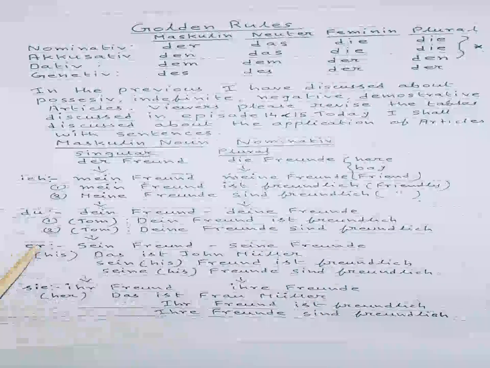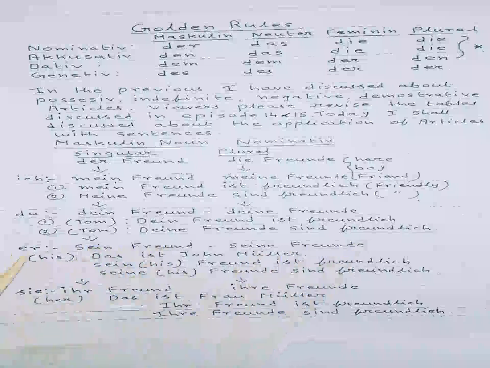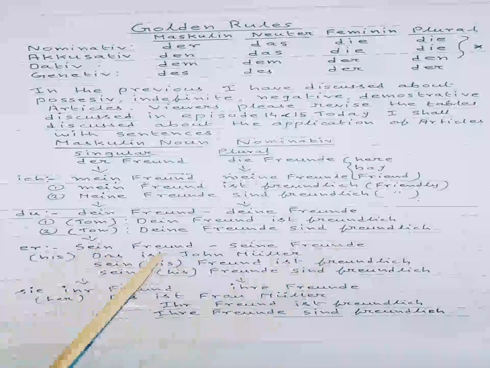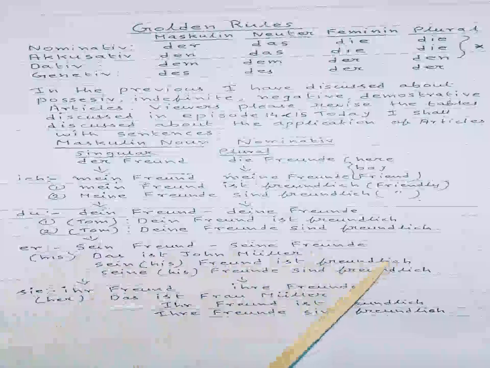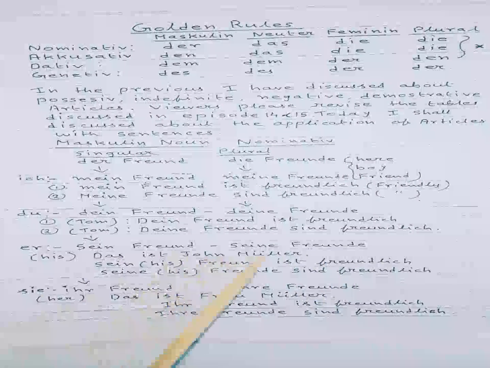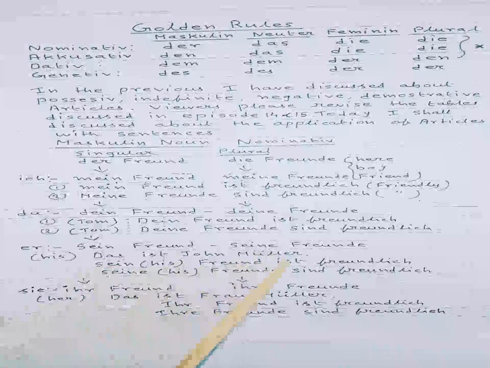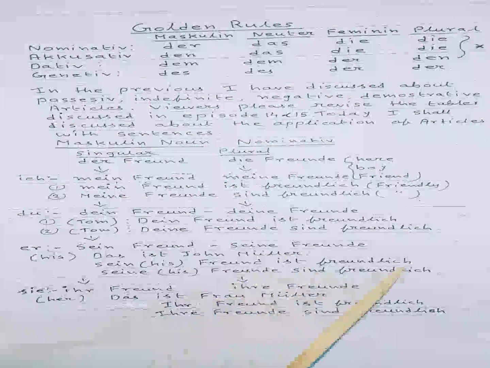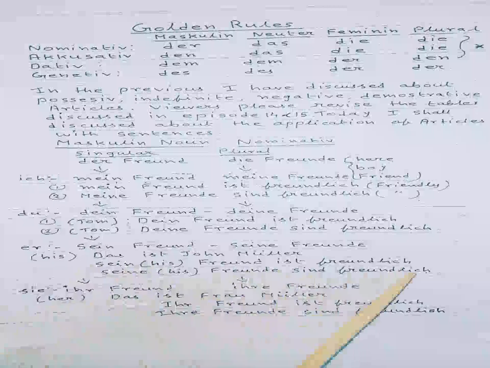Now, er means he. Sein Freund, seine Freunde. Means he, and the possessive pronoun is his. Das ist John Müller. Sein Freund ist freundlich. That is John Miller. Sein Freund, his friend, is friendly. Seine Freunde sind freundlich. That is the friend of Mr. Müller, the friends of Mr. Müller. Seine Freunde sind freundlich.